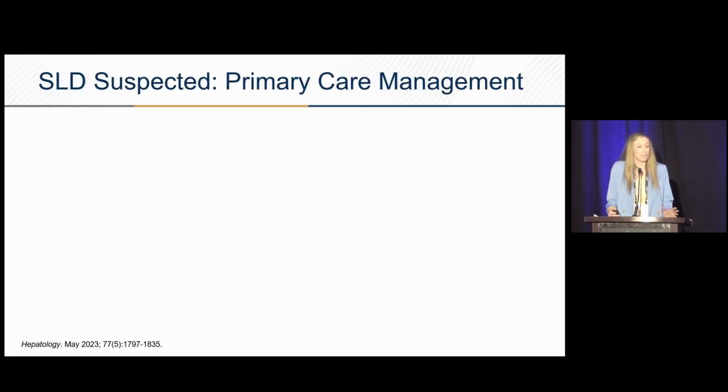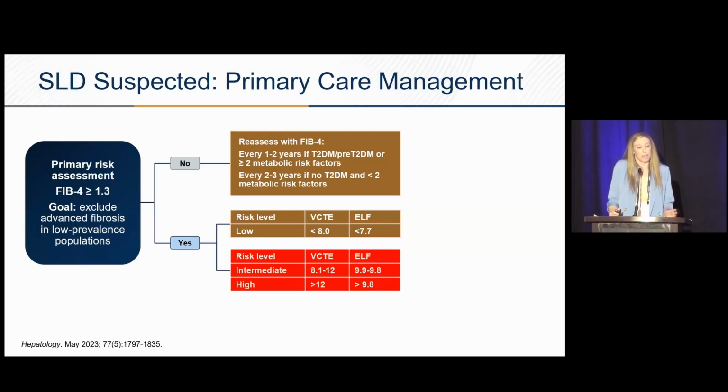So looking at management, these patients all start off in primary care, right? FIB-4 is a great primary risk assessment test that can be done in the primary care setting. The goal of this is to exclude advanced fibrosis in low-risk patients. FIB-4 has a high negative predictive value, so it's not perfect, but if it is below 1.3, you can feel comfortable that they likely do not have advanced fibrosis. So if the FIB-4 is less than 1.3, we can reassess depending on their metabolic risk factors, every 1 to 2 years if they have diabetes or prediabetes, every 2 to 3 years if they do not.